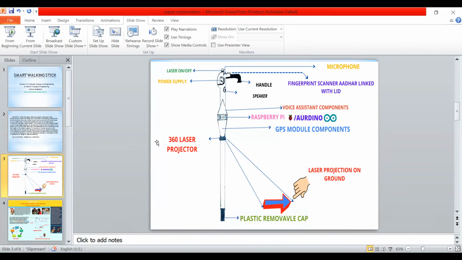So you can see the 2D component. Hello, can you hear, sir? Hello? Hello?